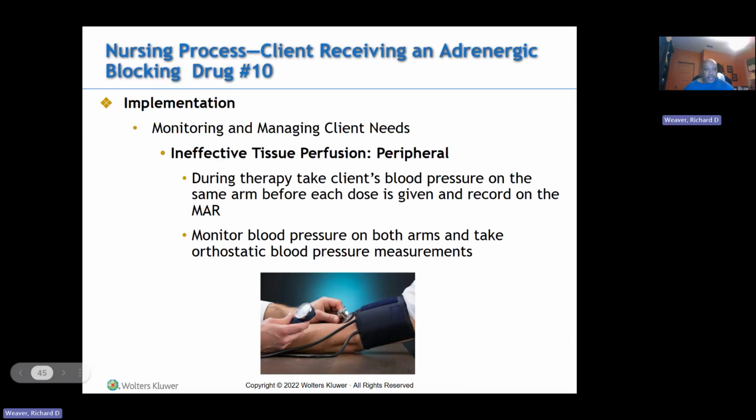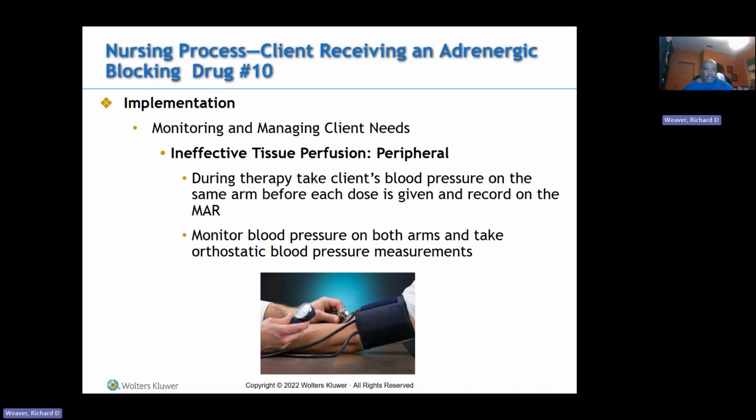Ineffective tissue perfusion. And here, again, you may be asked to do orthostatic blood pressures, and we can talk about that more in case you're not familiar with it. During therapy, take the patient's blood pressure on the same arm before each dose is given and record it in the MAR. Some of these systems won't allow you to get the medication without putting in a blood pressure. And you all know about the orthostatic blood pressure.